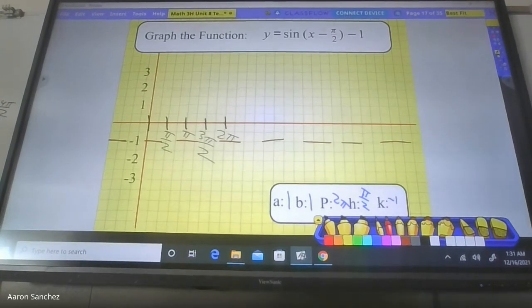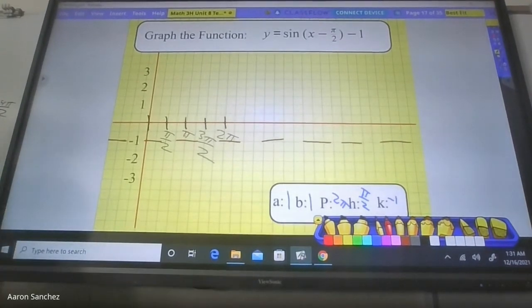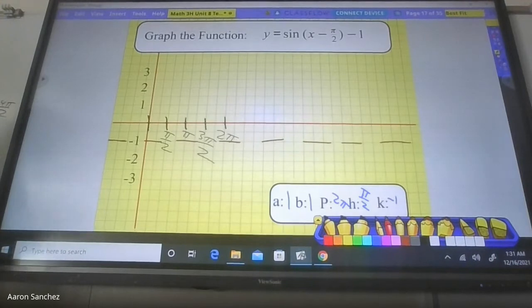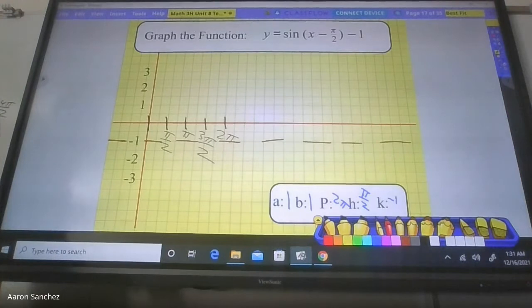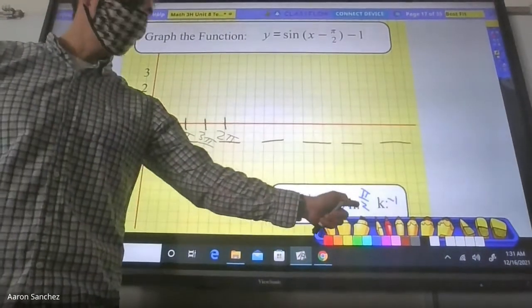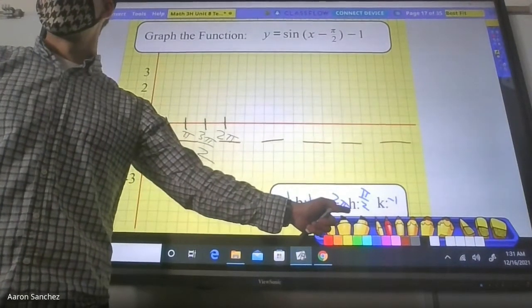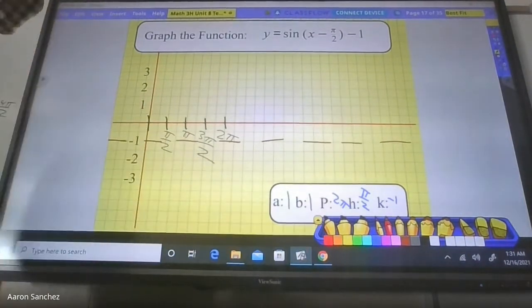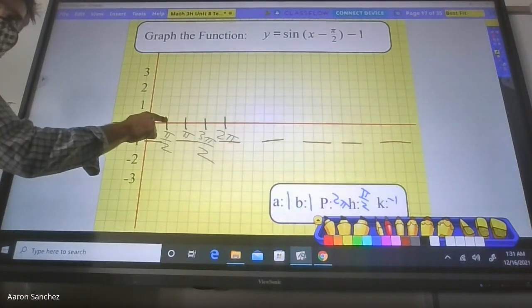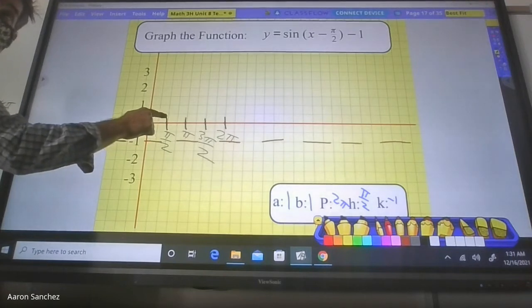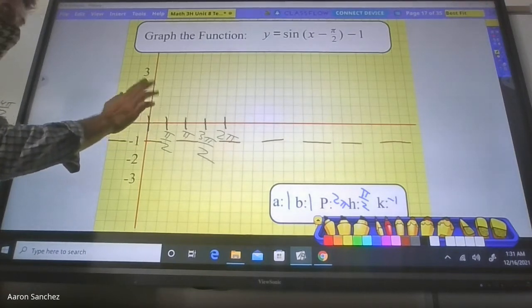Okay. Now everything's the same, right? Everything's the same, except I'm down, so I can get my key points. So my 5 key points are going to shift. How much? Which way are they going to shift? To the right, pi over 2. So instead of 0 being here, it's going to be here. Right? So let's do our 5 key points.